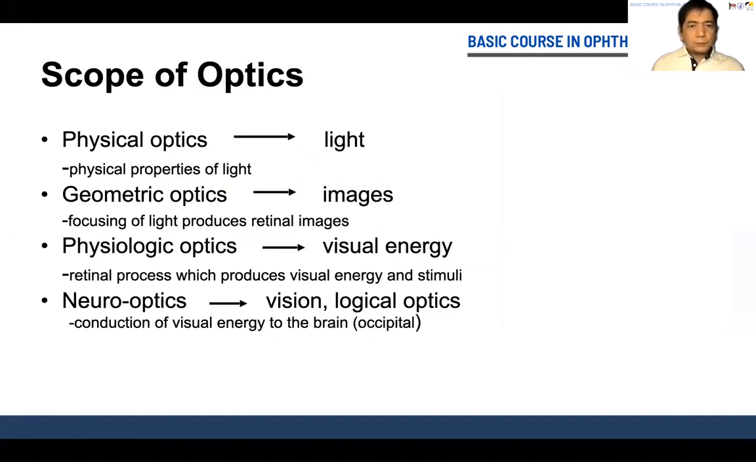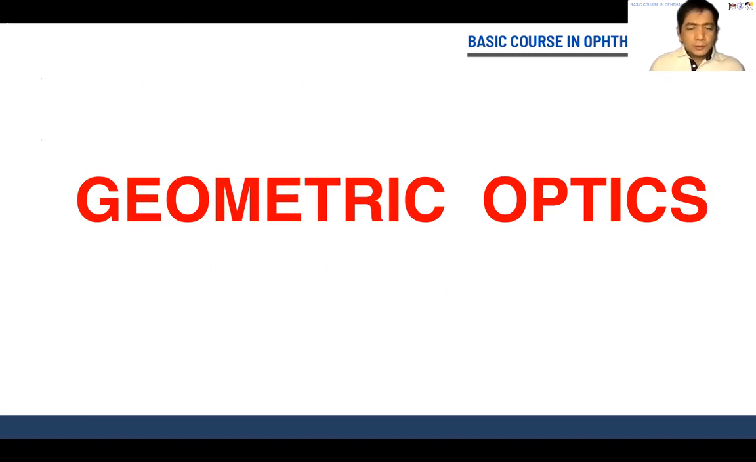There are several scopes of optics. Physical optics pertains to the physical properties of light. Geometric optics is more of the focusing of light as it produces retinal images. Physiologic optics is more of the retinal process, which produces visual energy and stimuli. And neurooptics is more on the conduction of visual energy to the brain. The main focus of optics and refraction is geometric optics.